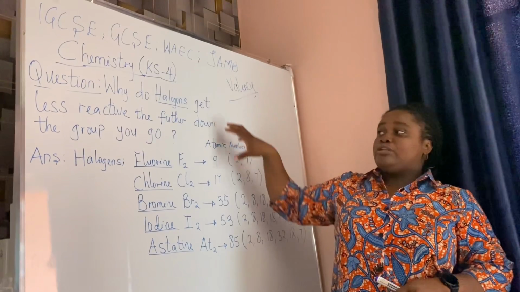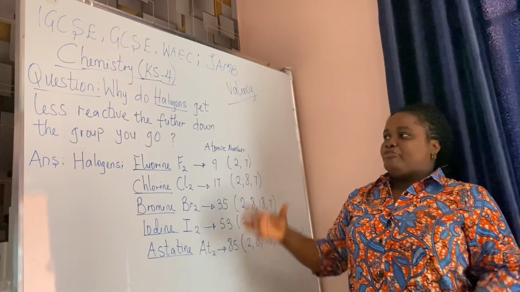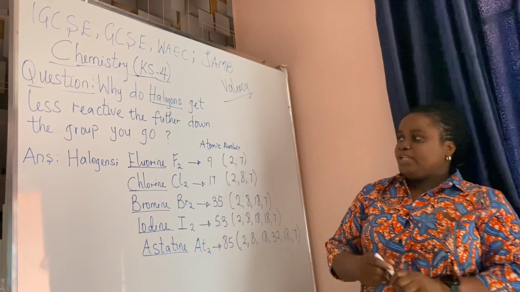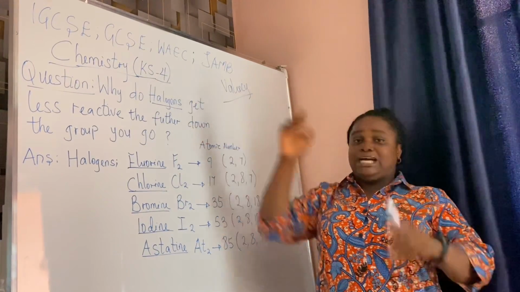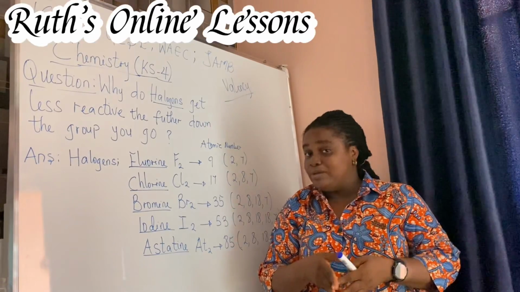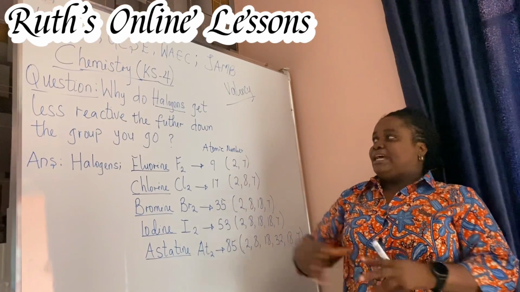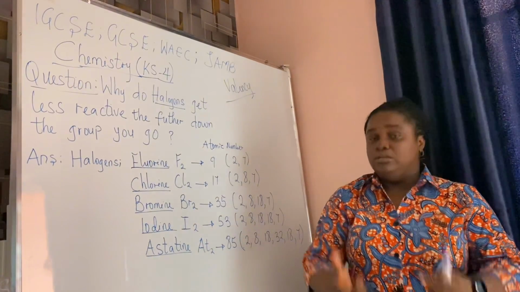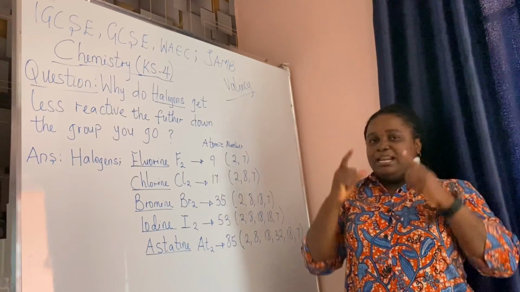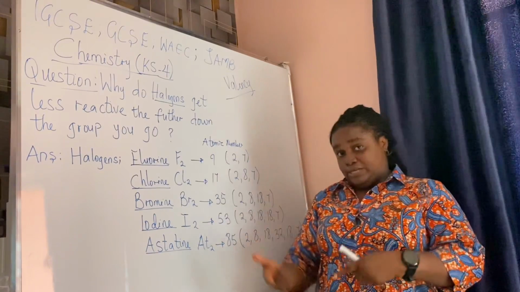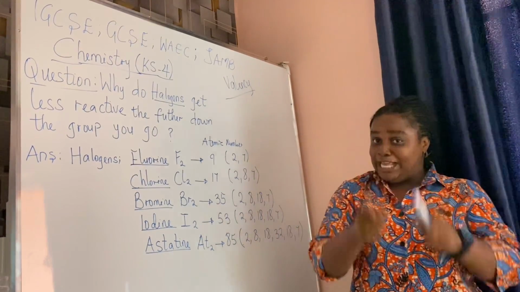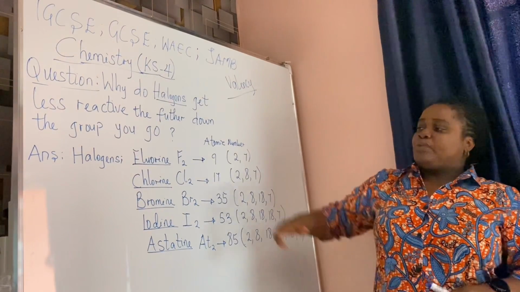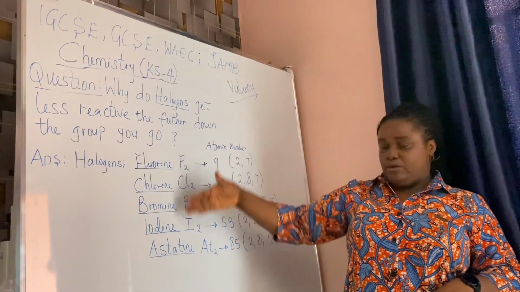So I'm just trying to help us build a background before we dive into answering this question. So we have identified that halogens are group 7 elements. We have also said that halogens belonging to group 7 means that they have a valency of 7. That means they have 7 electrons in their outermost shell, or they have 7 valence electrons in their valence shell.